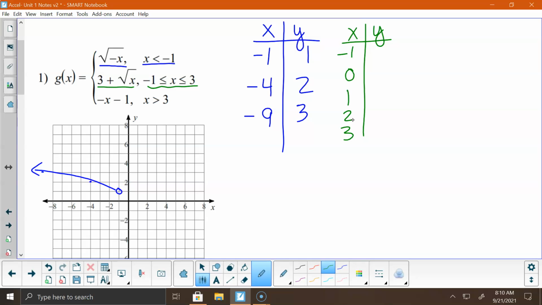Now, here's the problem. -1 and any of these negative values, can I take the square root of those? No. So that one actually does not exist yet. Or at least not on this point. Well, i's coming, but i is on a whole different graph, because it's imaginary. All right. 0, what's the square root of 0? All right, 0 plus 3 is 3.